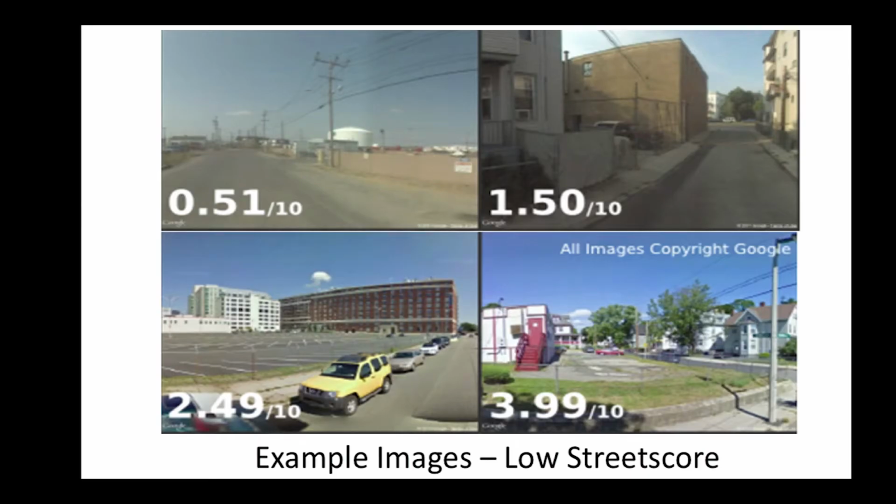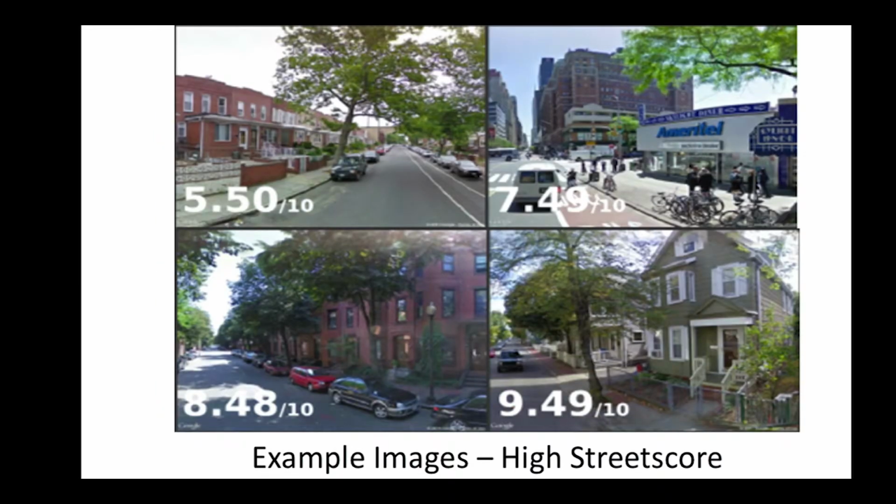So here are some examples of images with low street scores, in this case, low perceived safety. And you can see these are empty streets and parking lots and so on. And then here are some examples with high street scores. I'm sorry, it's getting chopped. But yeah, so these are pictures which have high perception of safety for thousands of people who are coming and rating images on our website.